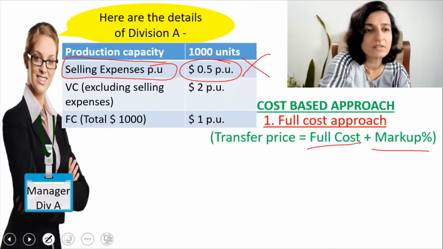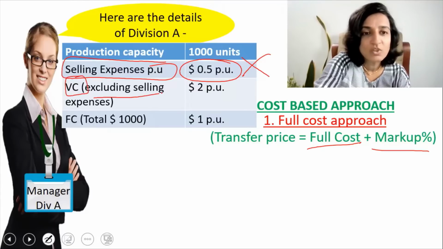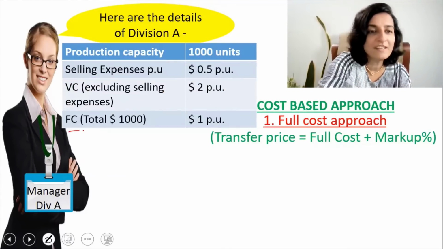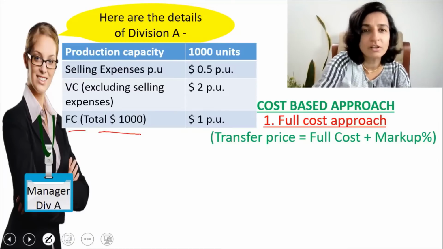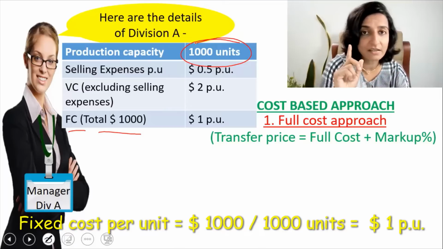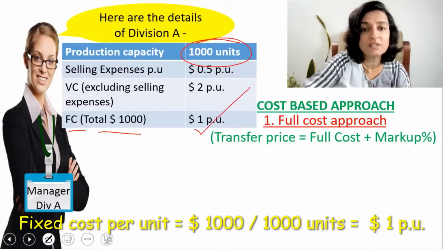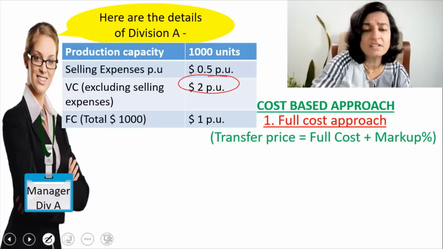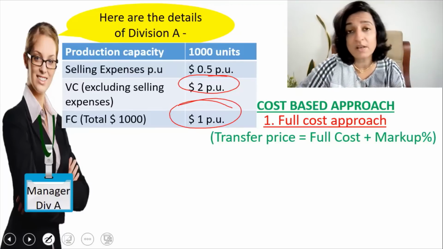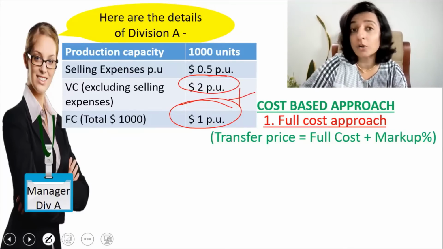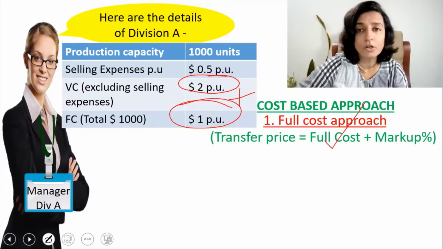What is the next expense? Okay, so there is variable expense, which is excluding the selling expenses. That has to be taken $2. Fixed cost total is $1,000, and we have a production capacity of 1,000 units, which means that the fixed cost per unit works out to $1. So what is the total cost of the product? $2 is a variable cost, excluding the selling expense, plus fixed cost works out to $1. So the total cost is 2 plus 1 or $3. So we got the full cost.